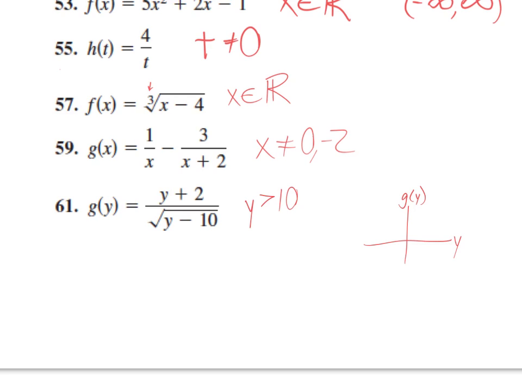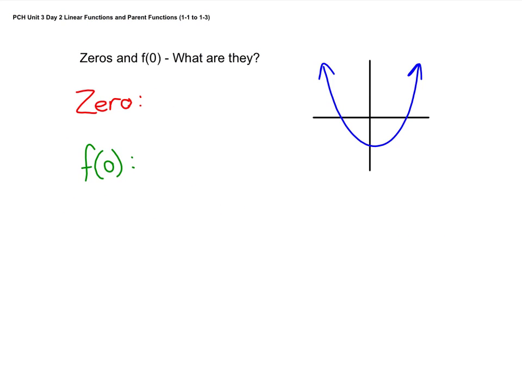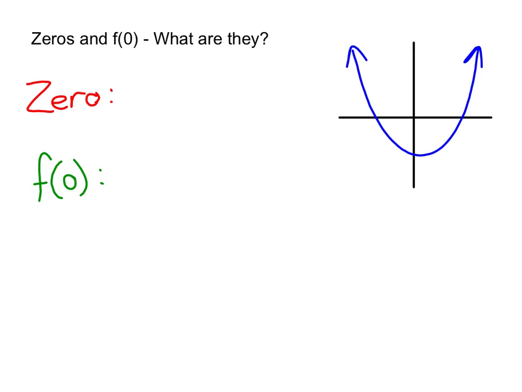So listen, you should be able to pick out the domain if you were given a graph or if you were given the actual function. Now, here's two terms I want to make sure that we understand. A 0 and f of 0. Okay? 0 and f of 0.